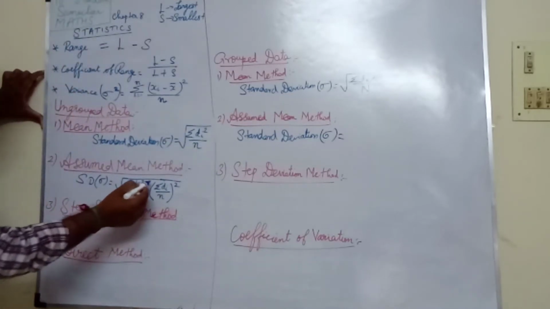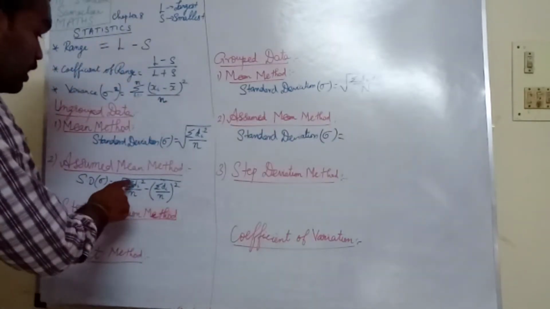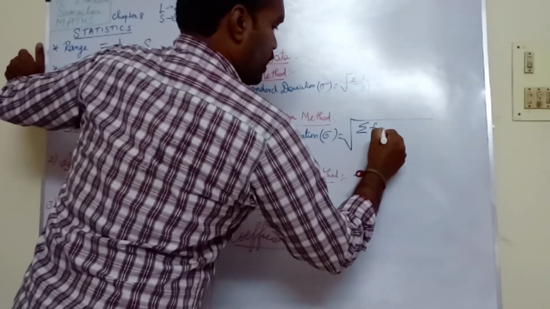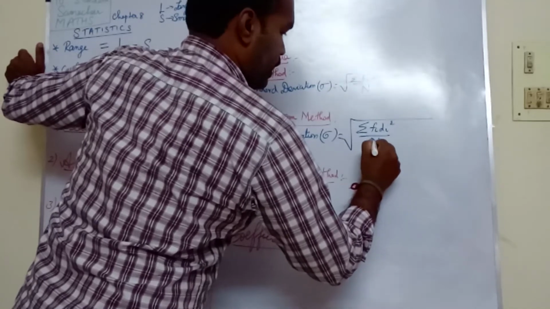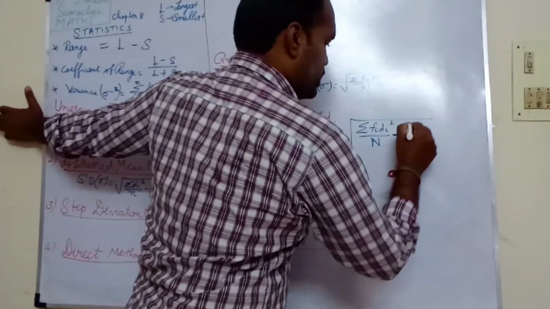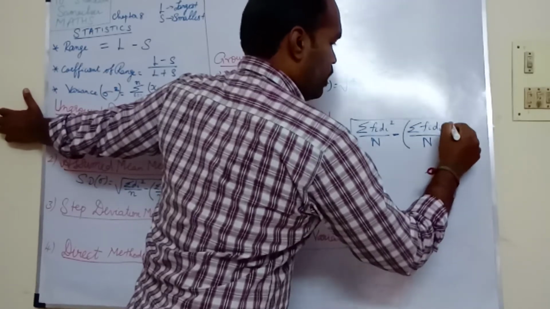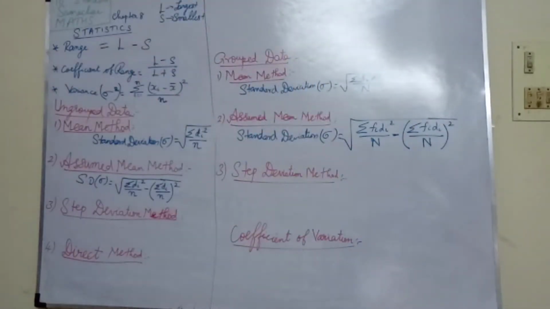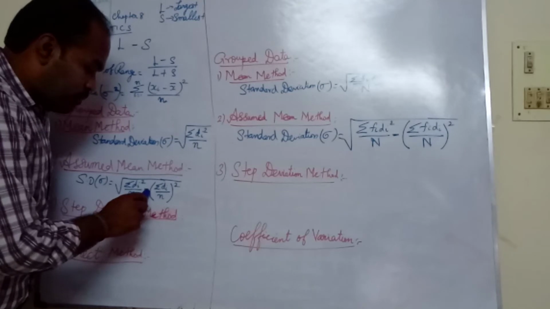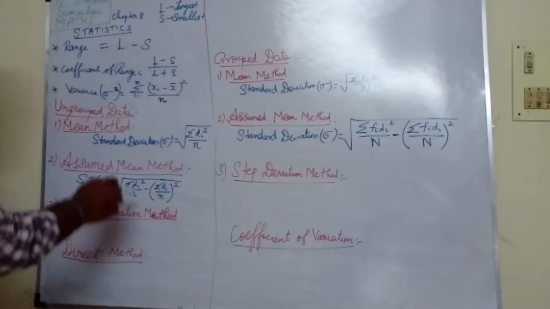Here, the square root of sigma dA square by N minus sigma dA by N, whole square. Here what we need to do? For grouped data, sigma fi dA square by N, here small n we are mentioning, here capital N, minus sigma fi dA by N whole square. This is the difference. In the assumed mean method, we mention the square root of sigma dA square by N minus, within the bracket, sigma dA by N whole square.